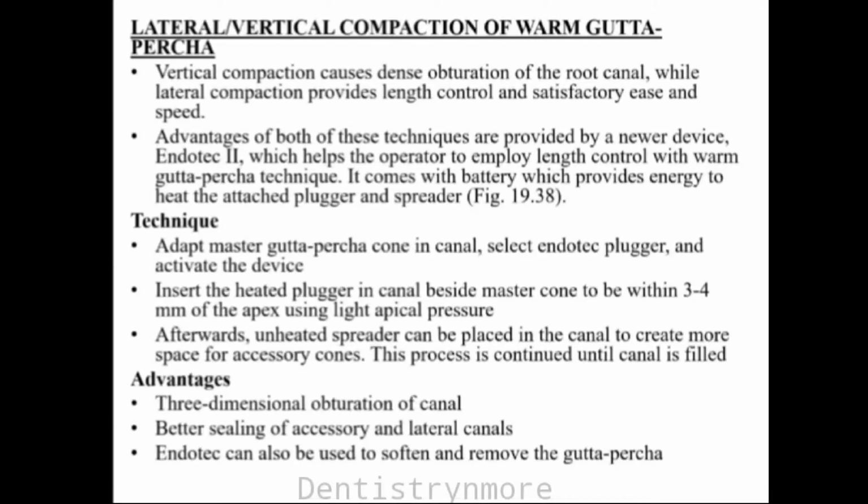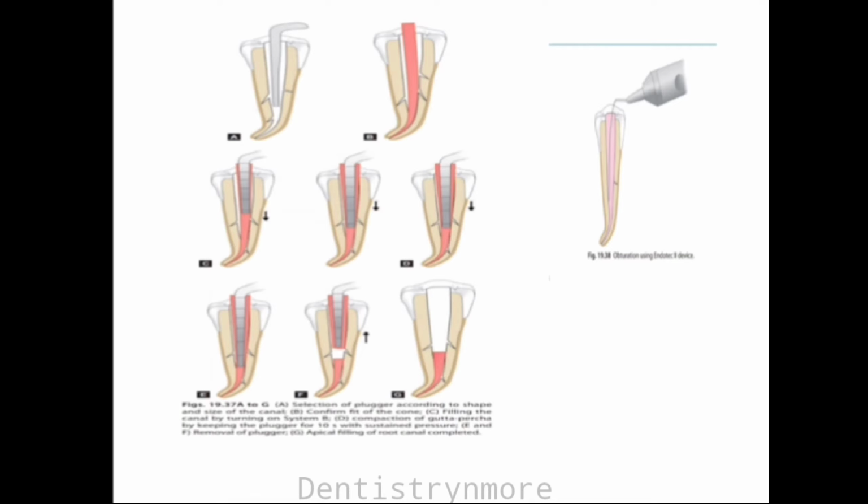In the technique used for vertical compaction, the master gutta-percha cone is adapted in the canal, then select the plugger and activate the device. Insert this heated plugger in the canal beside the master cone to within 3 to 4 mm of the apex using light apical pressure. Afterwards, an unheated spreader can be placed in the canal to create more space for accessory cones, and this process is continued until the canal is filled. In the figure you can see that procedure, vertical compaction.